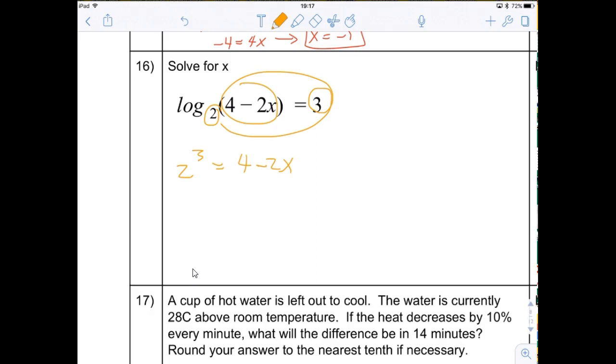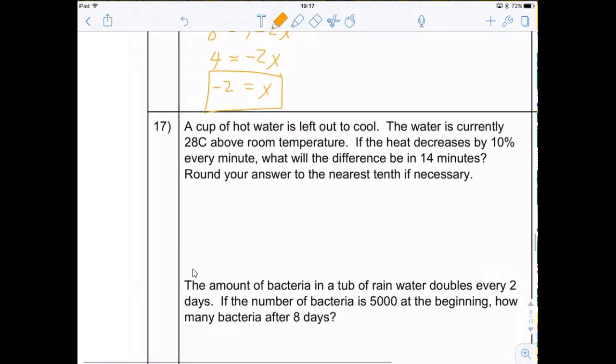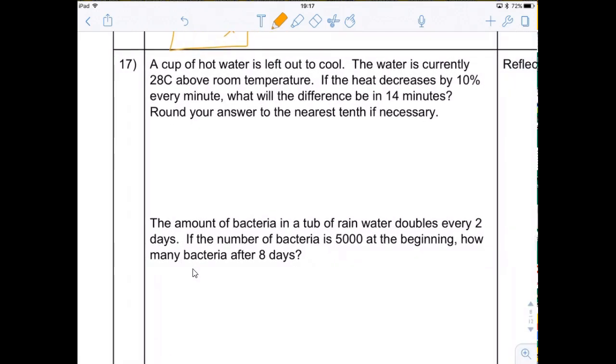Actually, 2 to the third, 2 times 2 times 2 is 8, right? So now it's a really easy algebra equation. Subtract 4 from both sides, I get negative 2x. Divide both sides by negative 2, and I get that x is equal to negative 2. Okay? All right. If you want to check these, you could take the negative 2 and stick it back in for x, and then you can figure out if it actually equates. Okay. Last one on this page.